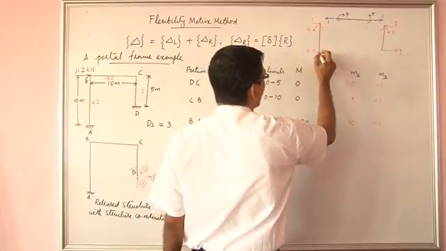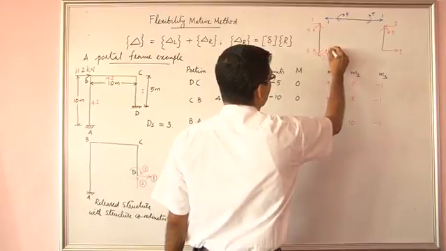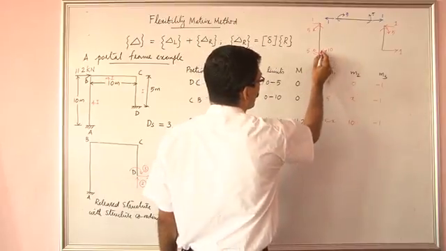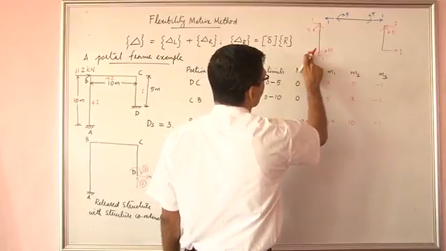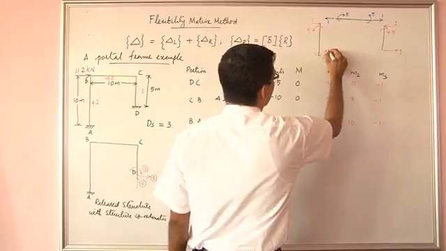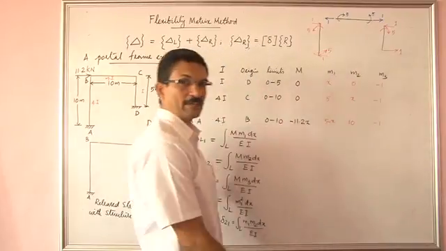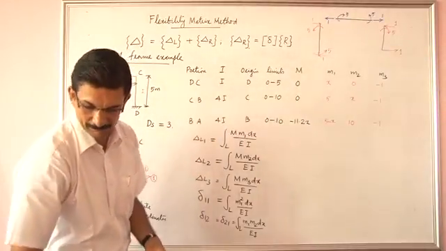These two forces produce a moment of 1 into 10, that is 10 clockwise. So we require a 10 anti-clockwise for equilibrium. And we have a 5 clockwise over here and 10 anti-clockwise. So the net result is going to be 5 anti-clockwise. That is the free body diagram of the individual portions of the frame.